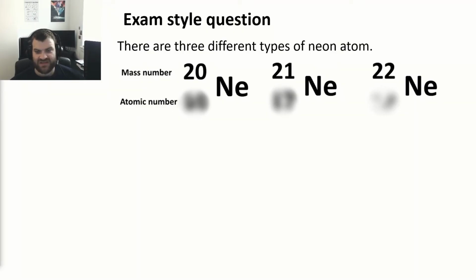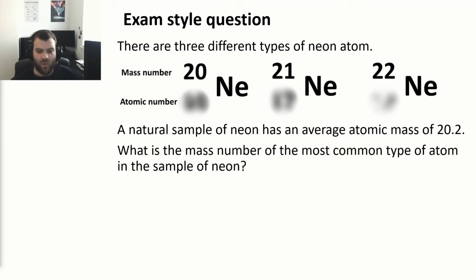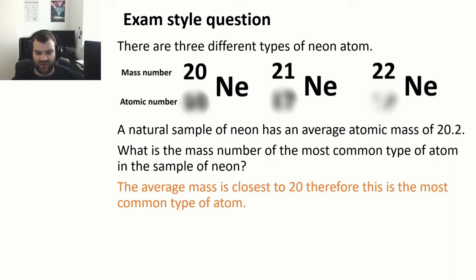The questions you can be asked regarding relative atomic mass is they could give you some examples of isotopes of each other, and they're going to tell you that this sample has an average atomic mass, or relative atomic mass, of 20.2. What is the mass number of the most common type of atom? Look at the average, 20.2. It's closest to 20. Therefore, neon 20 is going to be the closest. So the mass number that's most common will be 20.